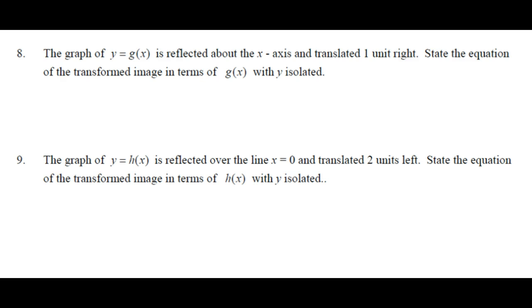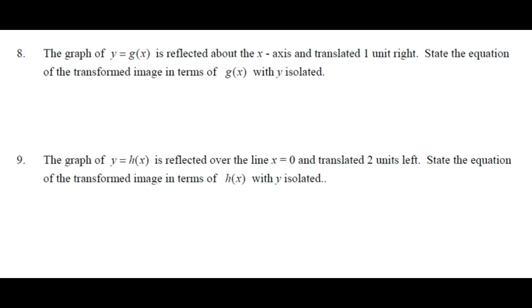Now, yeah, it's still counting up now. We're good. Okay, the graph of y equals g. So different question, right? You got to watch out for, is this like part B of something, so it refers back to what's there? No, new question. The graph of y equals g of x, some ungraphable graph, is reflected about the x-axis and translated 1 unit right, in that order. State the equation of the transformed image in terms of g of x with y isolated. Okay. What the heck does that mean?